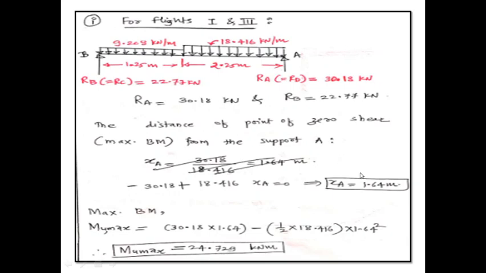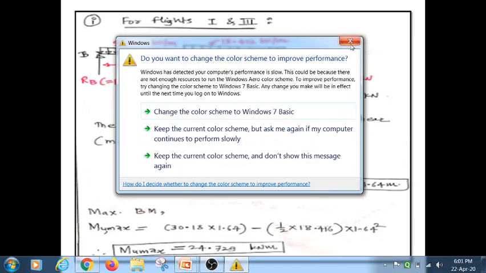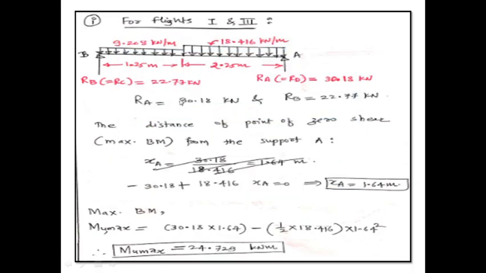But since here I assumed the shear force to be 0 between A and this point where the UDL is changing, and the value is lying between 0 and 2.25 meter, my assumption is correct. Therefore, the maximum bending moment at the same section, by substituting XA equal to 1.64, will be 24.729 kilonewton meter.